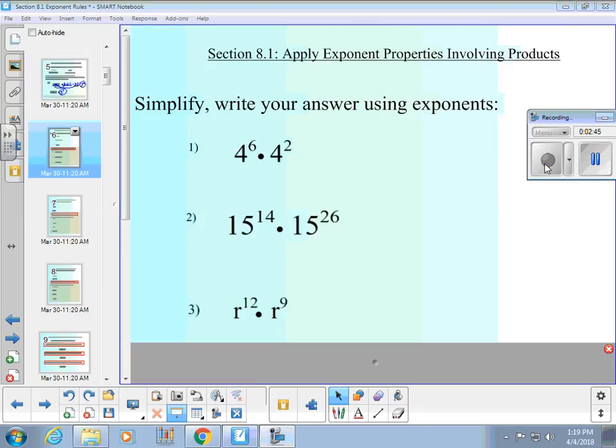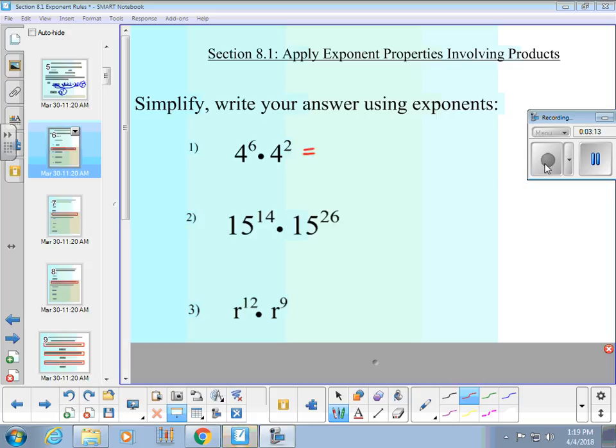So here are a couple examples, just like ones you did yesterday in the packet with the very first rule that you learned. We're going to find out 6 different rules here that we can apply when we're dealing with powers and we're dealing with products or dividing or things like that. Take a second right now and see if you can figure out these 3 problems before I even go through them. I'll go through them up here, but go ahead of me and find the answers if you can. This first one, 4 to the 6 times 4 squared.